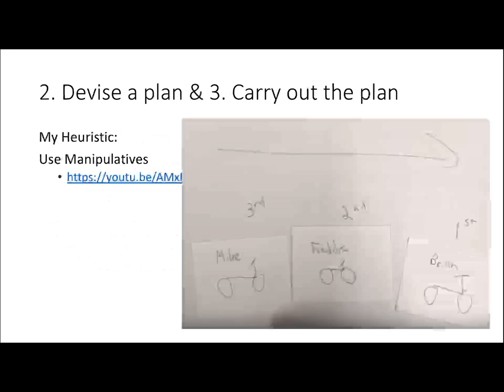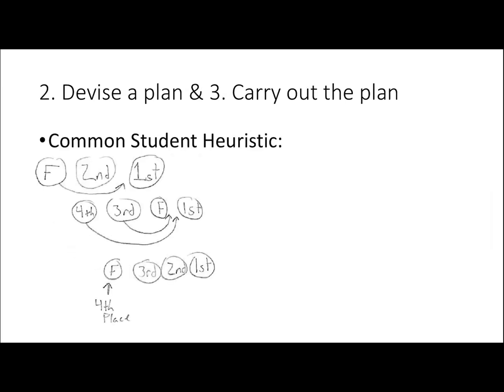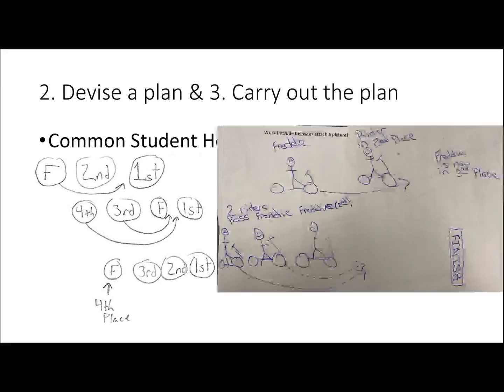When I solved this problem, I used manipulatives. You can see that video on my page if you haven't already. A lot of the ways that students chose were to draw a picture. Okay, I like the pictures that show the action and the result. So for this one, we've got Freddie passing second, and then he ends up in second. You can see in the second row, he's passed by two people, putting him in fourth.